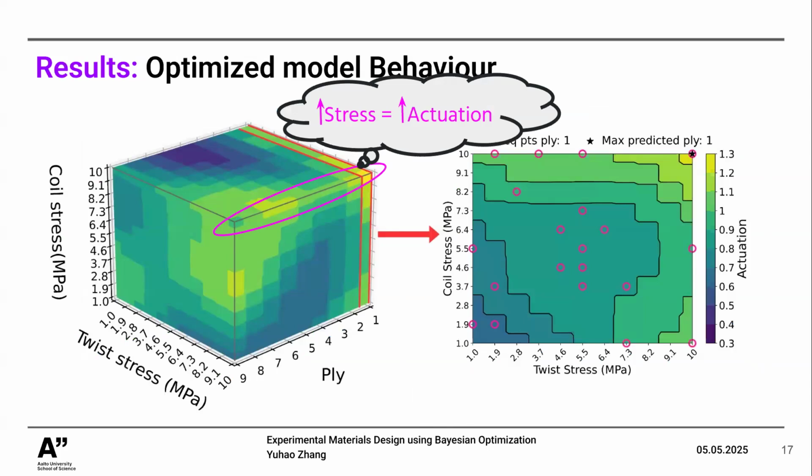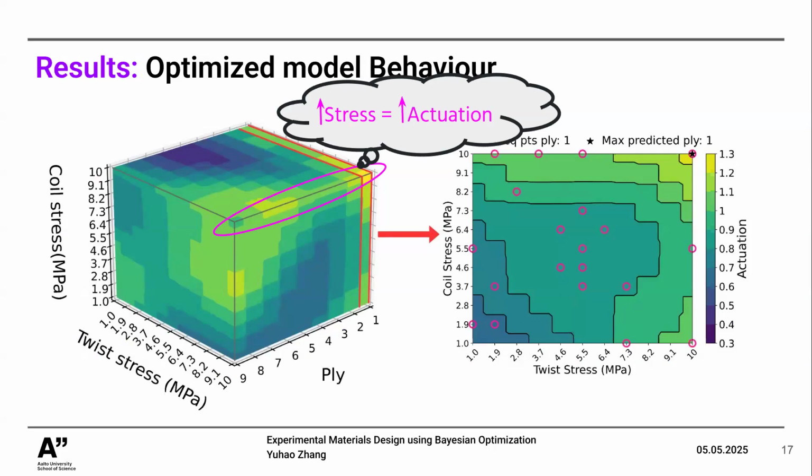And so in the end, this is what our 3D prediction cuboid looks like. And this is the slice across ply 1, where the maximum actuation of the entire model is here. It seems to show that the model believes that higher stress leads to higher actuation. So this edge here was interesting.